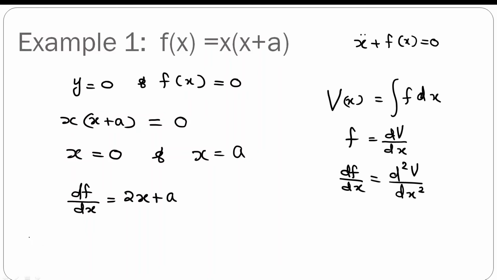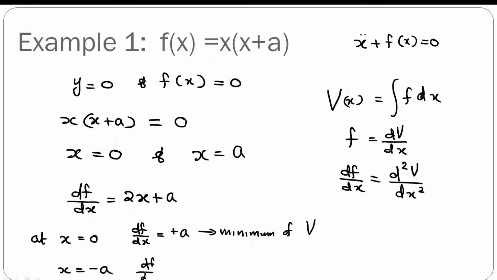Now at x equal to 0, substituting here, we have df by dx equal to plus a. We know that df by dx is nothing but d square V by dx square, which is positive, and it corresponds to a minimum of V. Now at x equal to minus a, df by dx equals 2 into minus a plus a, which is minus a. So the second derivative is negative, and it corresponds to a maximum of V.